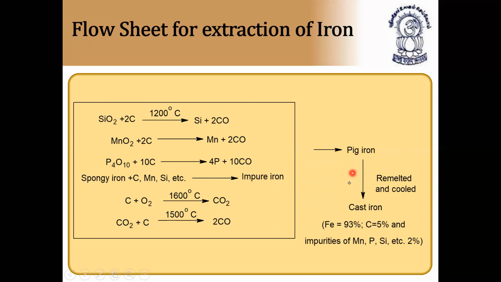It is remelted and cooled and becomes cast iron. In cast iron, the percentage of iron is 93% and carbon is 5%. And what are the impurities along with it? Silicon, manganese and phosphorus are formed. So the impurities percentage is 2%. This cast iron is then changed into wrought iron.